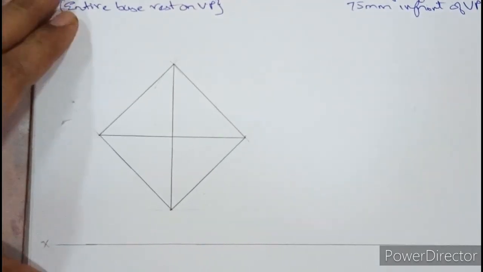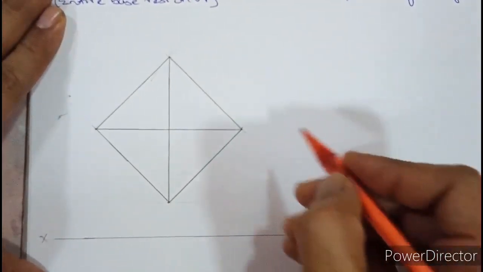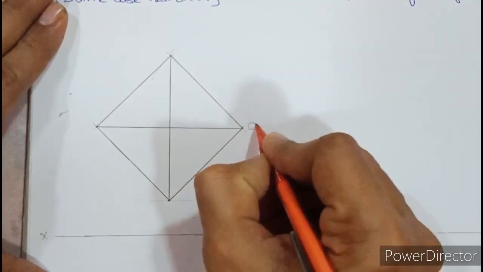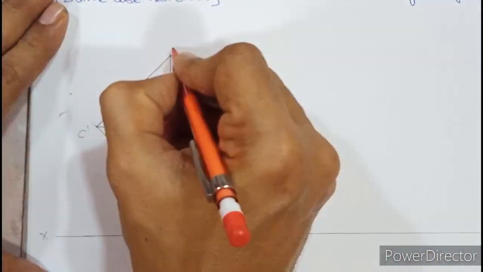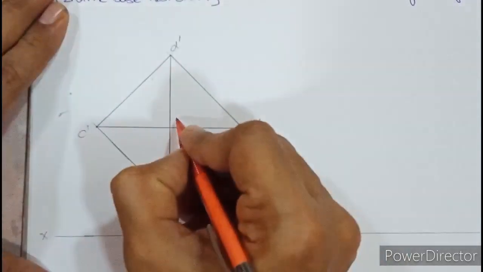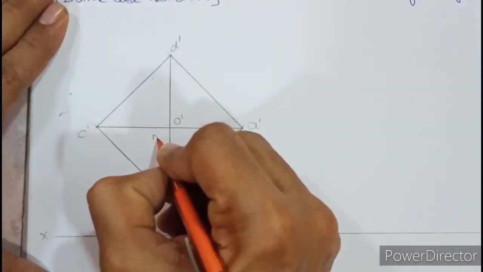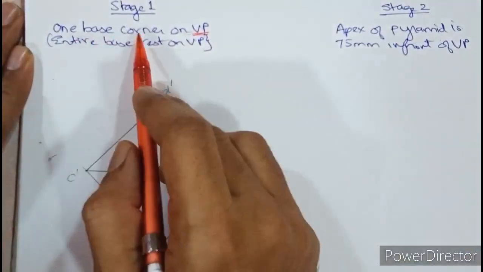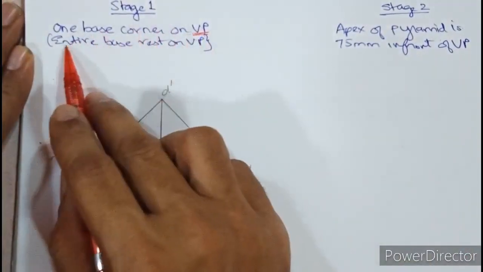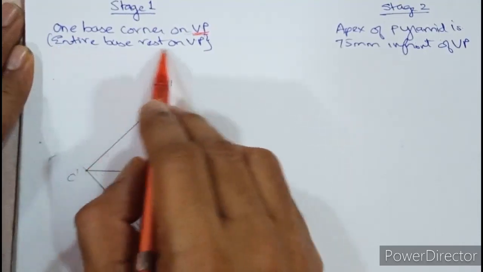Now, as we discussed before also, when we start naming, always start from the right side. This is A dash, B dash, C dash, D dash, and here it is O dash and M dash both. Why have we drawn the square above? Because it's given that one base corner is on VP. So we need to follow this practice of keeping the entire base on VP.